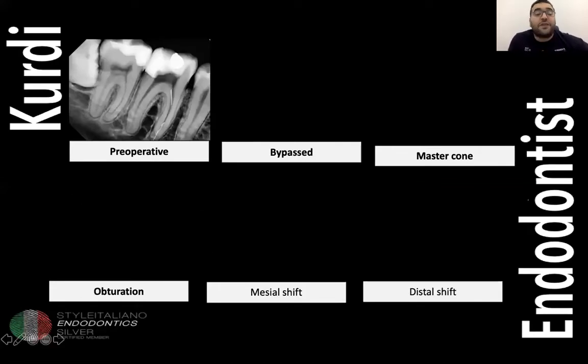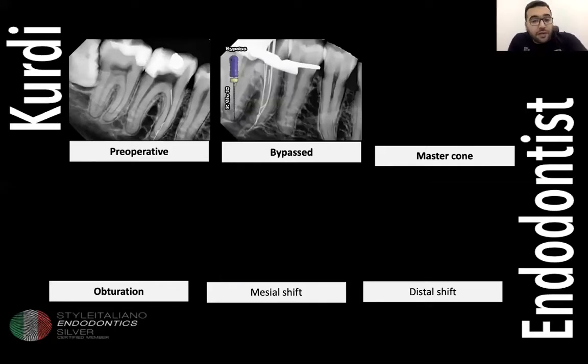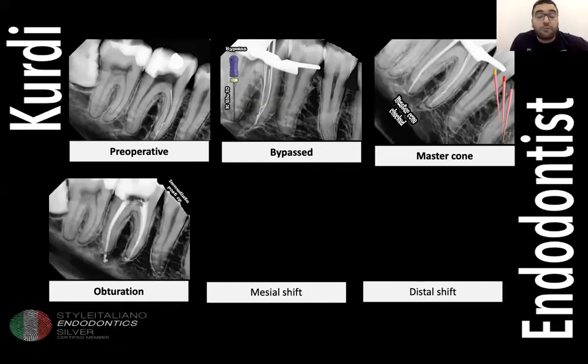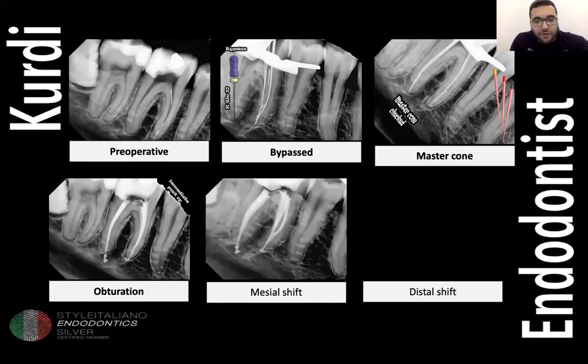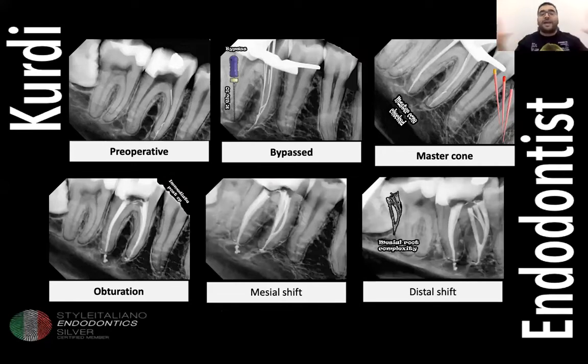Another case with 5 broken small hand files in the mesial root of a lower first molar, and I bypassed all of them. And here is the master cone. We were very lucky that we have only one portal of exit in this mesial root. And here you can see the great magic of creativity of Allah subhanahu wa ta'ala, of God. You can see the mesial root complexity of this molar, and you can see also how we filled it. By the way, the obturation technique I used here was cold lateral condensation with bioceramic sealer.